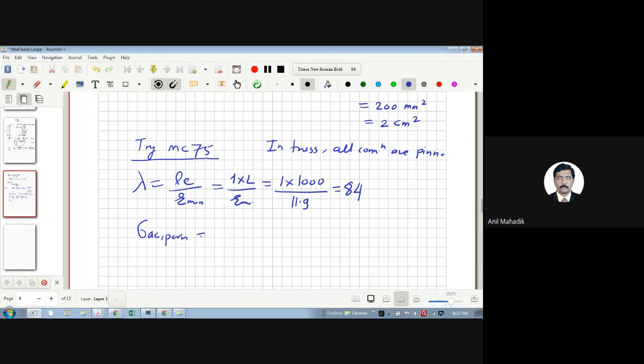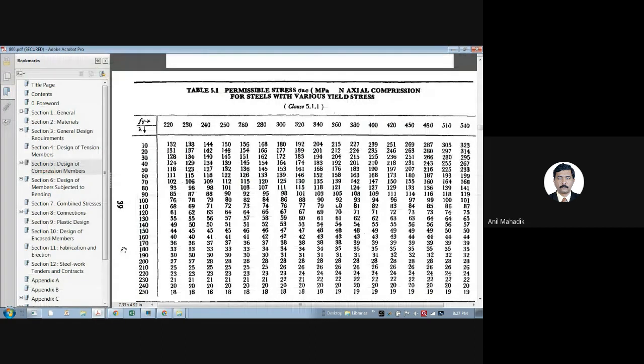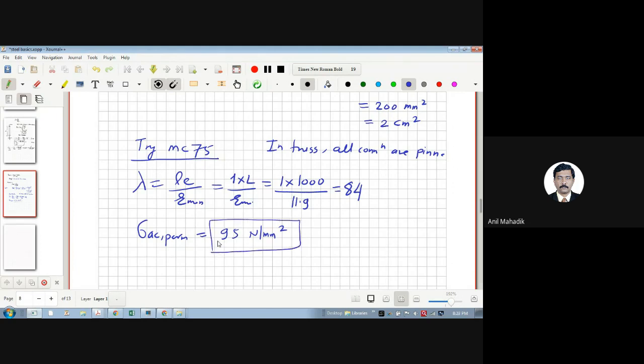Okay, so sigma ac permissible will be from the table. 84 के लिए कितना रहेगा वो? Check it out. So here it is 80, here it is 90. So it will be between 80 and 90, somewhere between. So let's say 95 in between. Okay, so 95 Newton per mm square will be the permissible stress which we will take for design. Now, what is the next step?